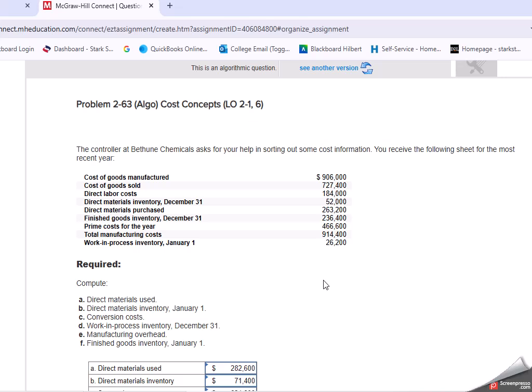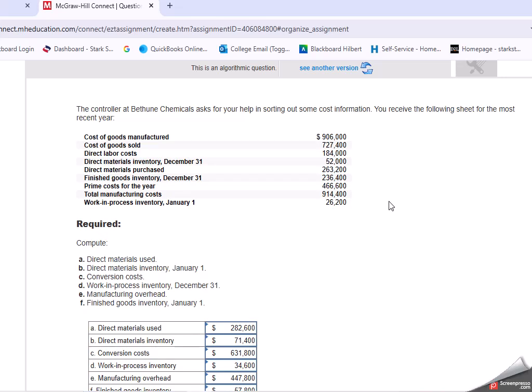We have our prime costs, 466,600. And our prime costs are our direct labor costs and our direct material costs. So if we subtract out the direct labor, 184,000, that leaves us the 282,600 for our direct materials used.